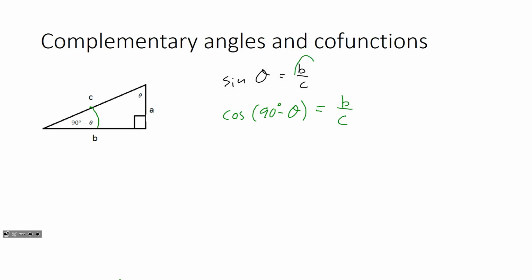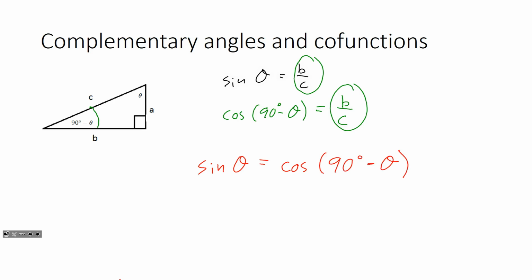And please notice that both these expressions were B over C, so both these expressions are identical. We can summarize that by saying that the sine of theta will equal the cosine of 90 degrees minus theta. And this statement will always be true for any acute angle. If you take the sine of an angle and the cosine of a complementary angle, they will be identical.